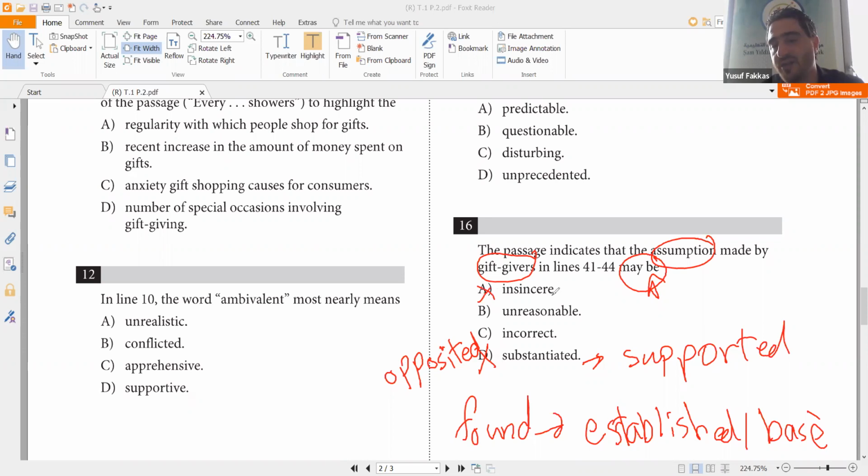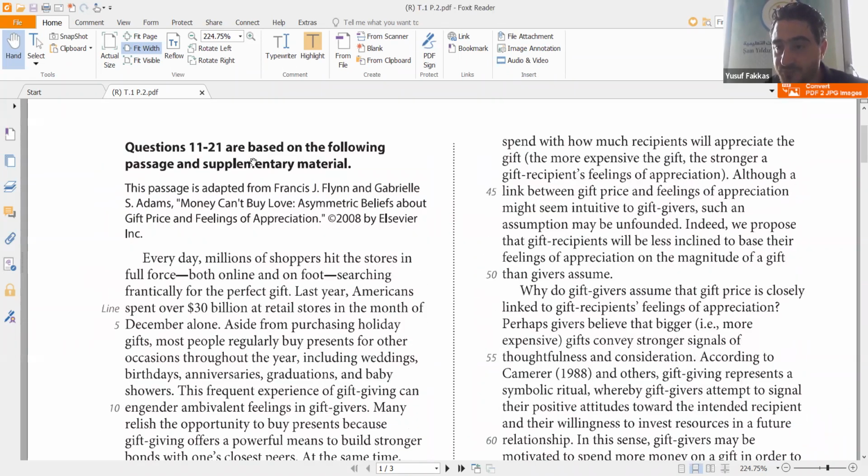Insincere, it shouldn't work. I mean, why would they be insincere about that assumption? We said it's intuitive, it's natural. We are born with this mentality. So it's either B or C. Now, the answer is B, right? Unreasonable.